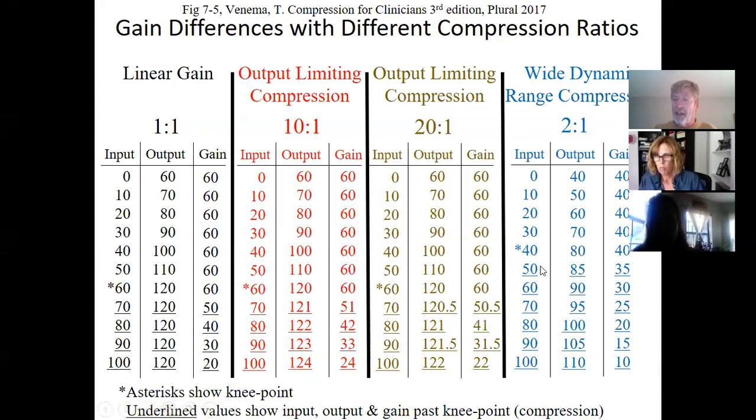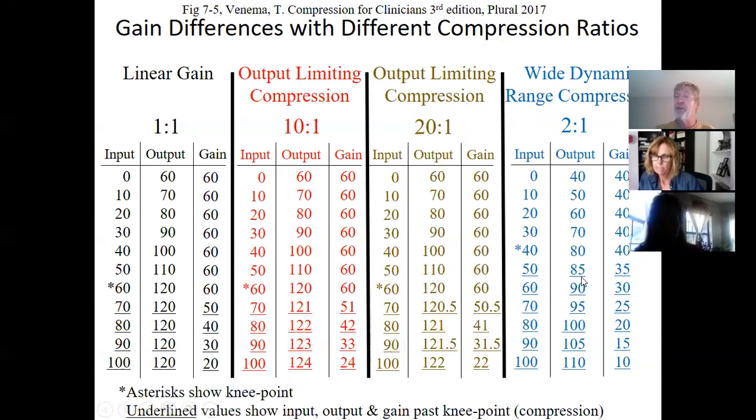My input went up by 10. My output went up by 5. 10 over 5 is equal to 2 over 1. Here's my compression ratio: 2 to 1. My input increases from 50 to 60.